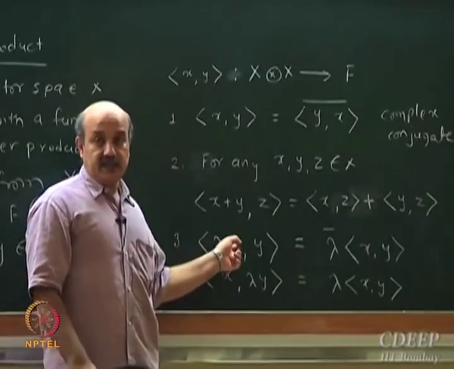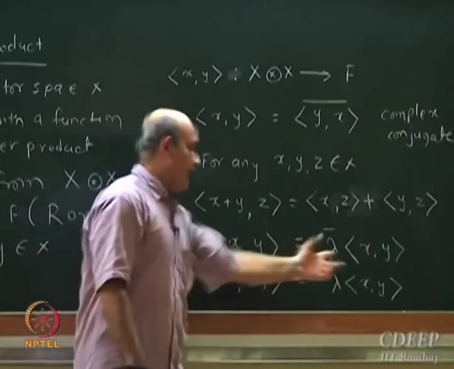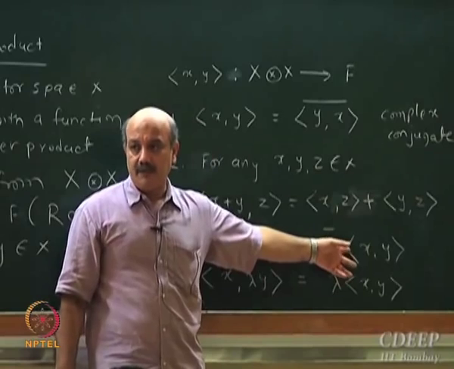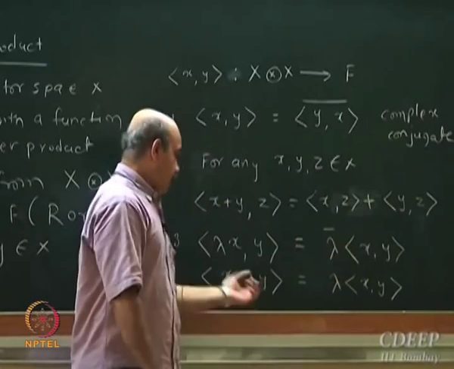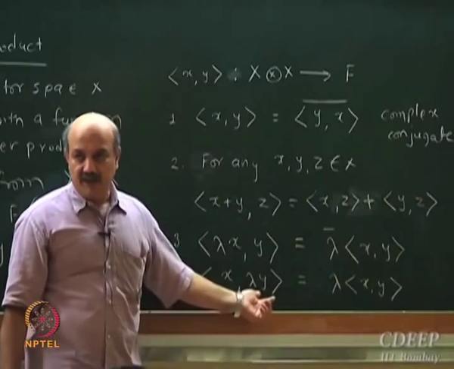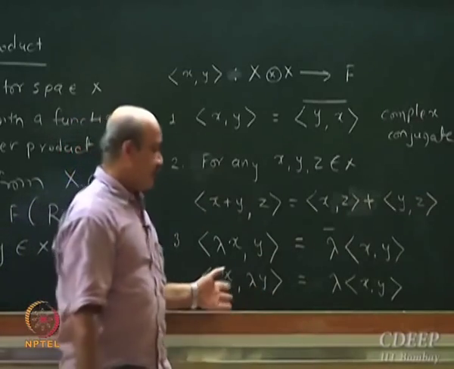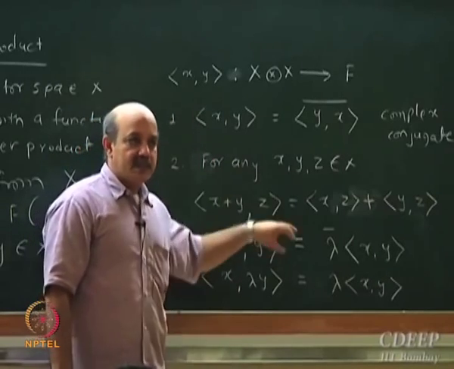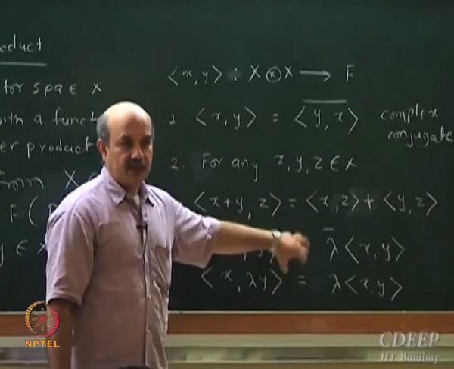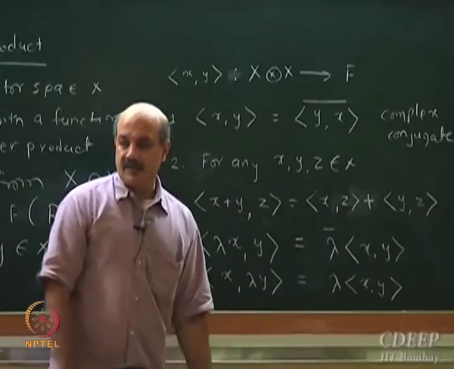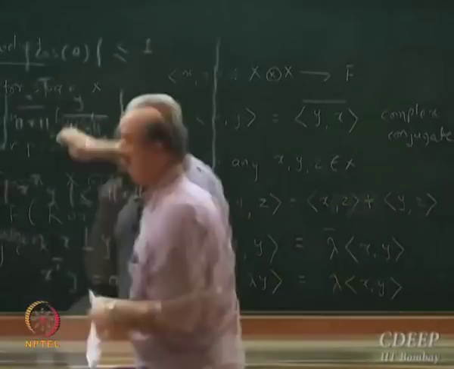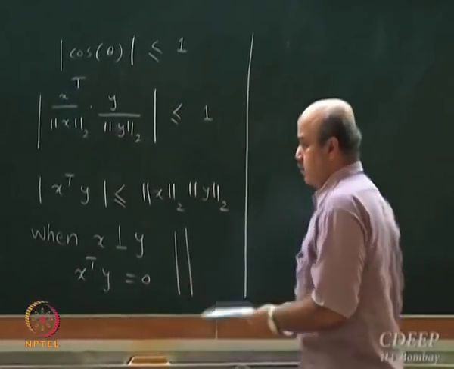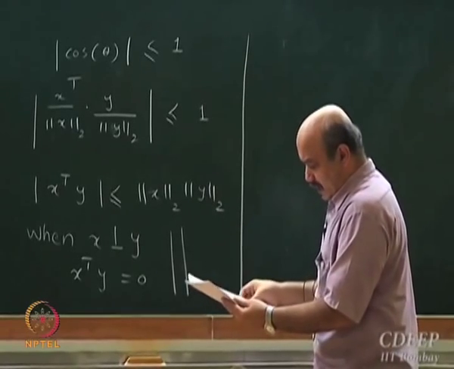So if I take the first vector multiplied by lambda, then it is same thing as multiplying inner product of x and y with lambda bar, that is complex conjugate of lambda. And if I take the second vector, that is y, and multiply by lambda, then it is same as lambda times the inner product. So this is another essential property, or an axiom that defines a function to be an inner product. I want to maintain this because we have to generalize a few things, so I want to draw parallels. So let this be there for some time.